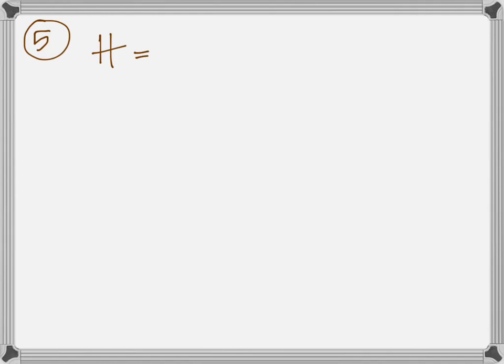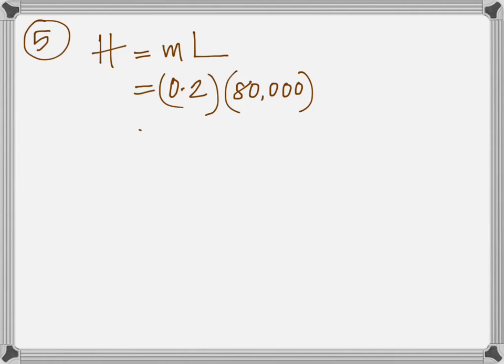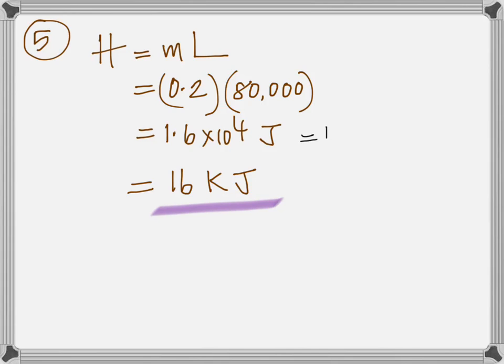All right, number 5, Q is m times the latent heat, 0.2 times 80,000. You know that 80 kilocalories is 80,000 calories, that's why. And the answer is 1.6 times 10 to the 4, which is 16 times 10 to the 3, and therefore it's 16 kilojoules. Be careful about that. 16 kilojoules. Done?